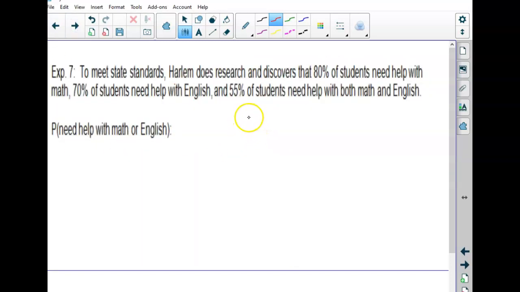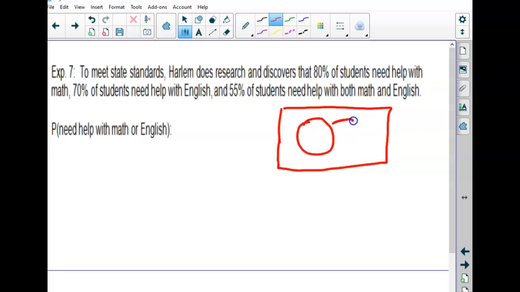All right. To meet state standards, Harlem does research and discovers that 80% of students need help with math, 70% of students need help with English, and 55% of students need help with both math and English. I think that this would make a good Venn diagram problem. How many of you feel like you have never really understood or done problems with Venn diagrams? Have you seen them a little bit? Yeah, but a little sketchy. When I look at this question, we have math and English, right? So we'll call this circle math and this circle English.